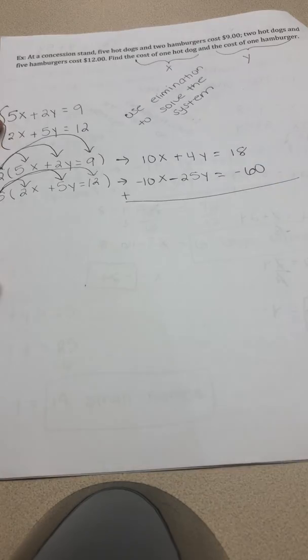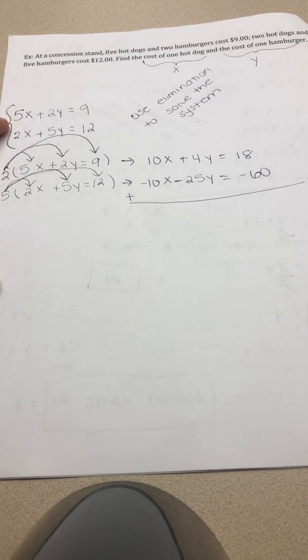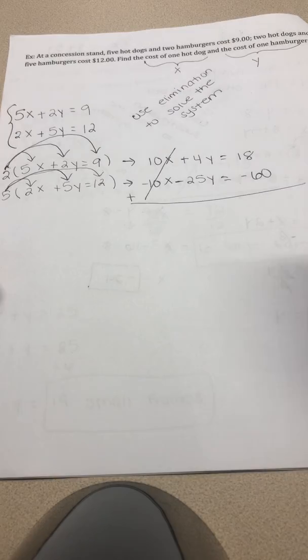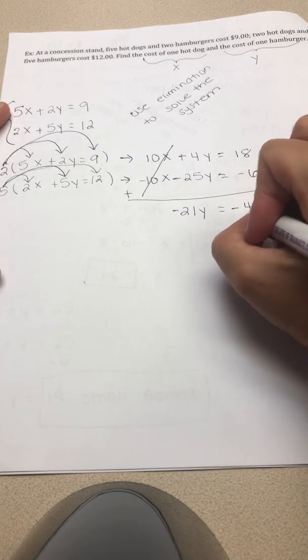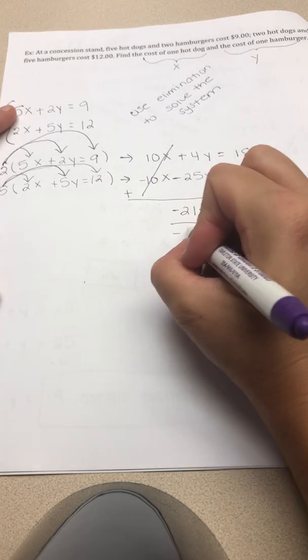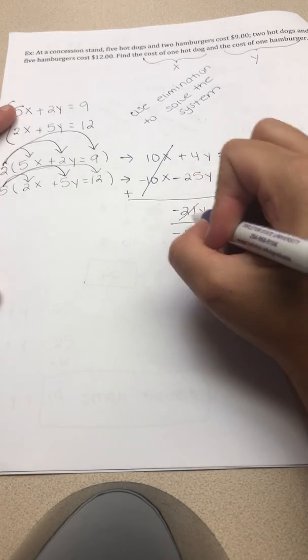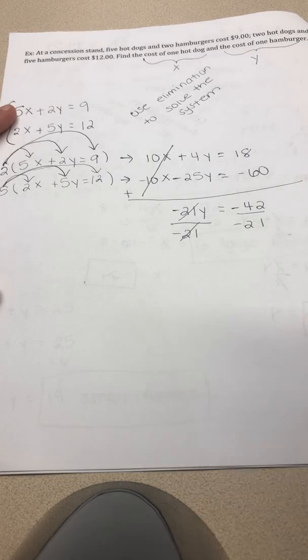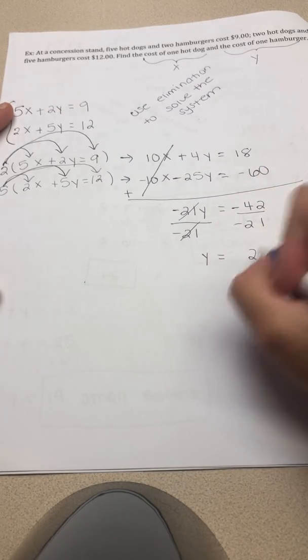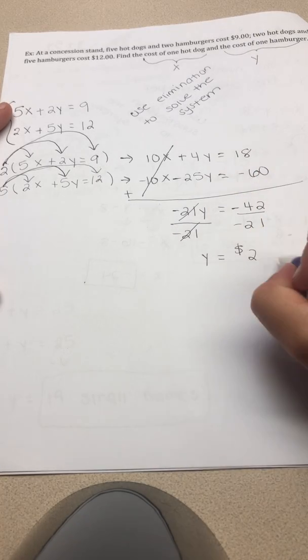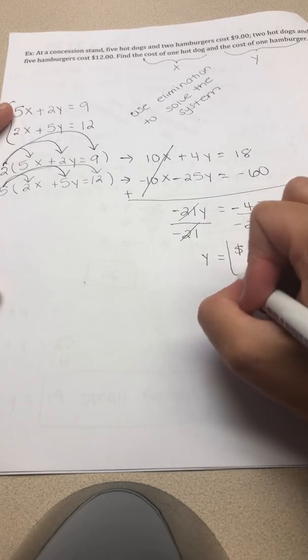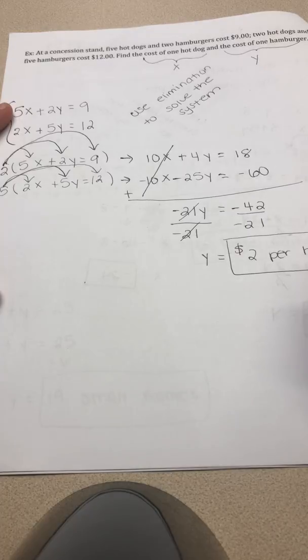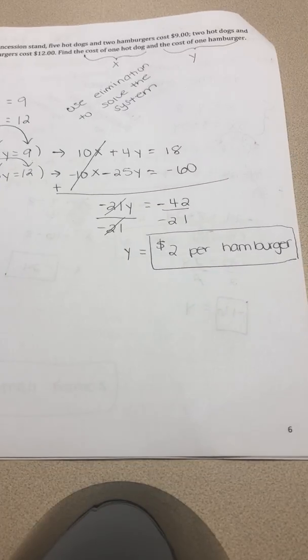We now have it set up to add these 2 equations together. 10x minus 10x goes to 0. They cancel out, just what we wanted. 4y minus 25y will give us negative 21y equals 18 minus 60 will give us negative 42. Getting y by itself, we're going to divide both sides by negative 21. We're left with y equals 2. Remember, y was our cost of one hamburger, so $2 per hamburger. So we solved that one.